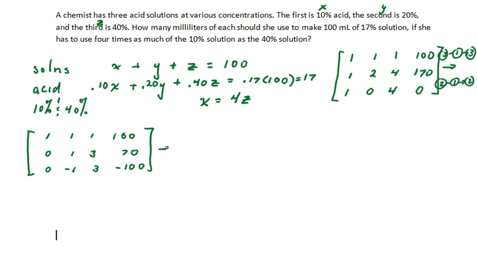Now I'm going to add row 2 to row 3 and put the result in row 3. So 1, 1, 1, 100, 0, 1, 3, 70, 0, 0, 6, and -30.